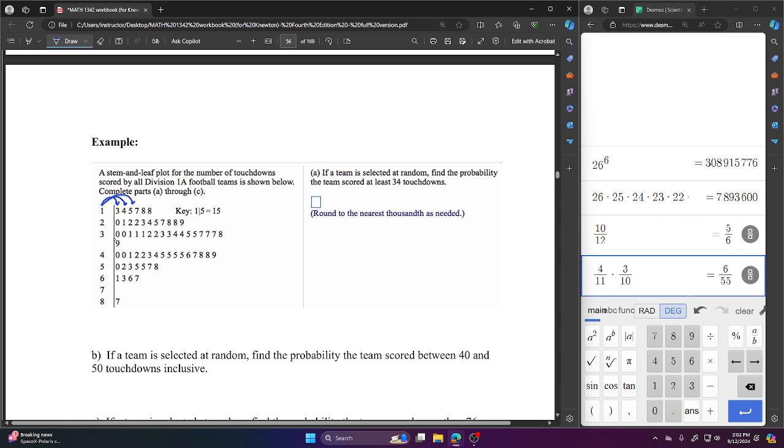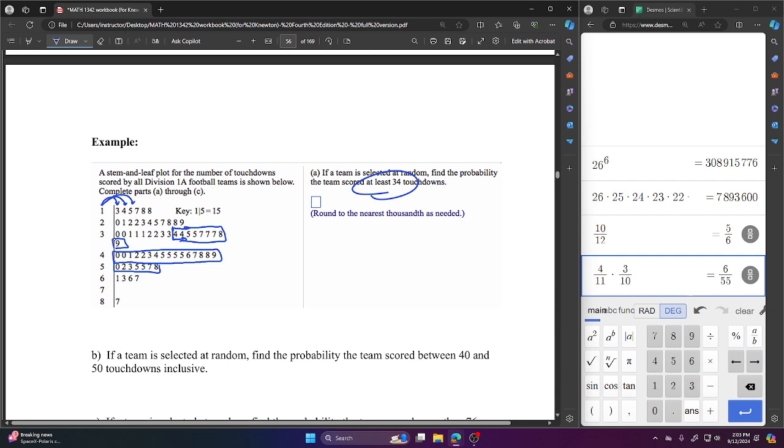If a team is selected at random, find the probability of at least 34. 34 would be the least. Like we need more than 34 touchdowns, basically. Yep, exactly. Right here is that cutoff line, and then I would start counting this way, basically, right? And I'm going to select everything that I got. Notice that this 9 is still here, yeah? And I got all these guys.